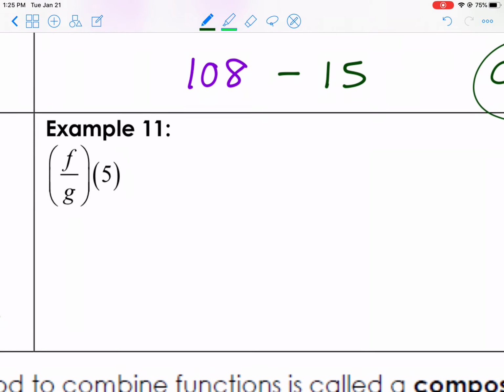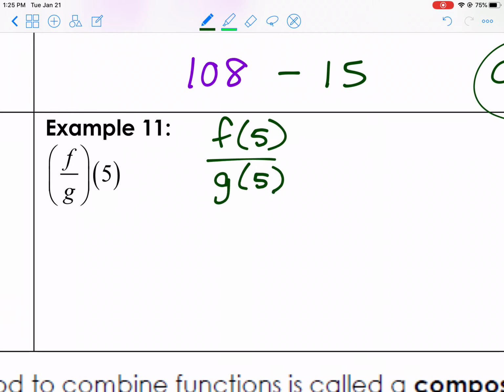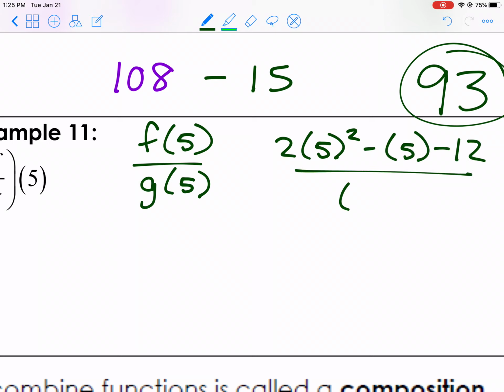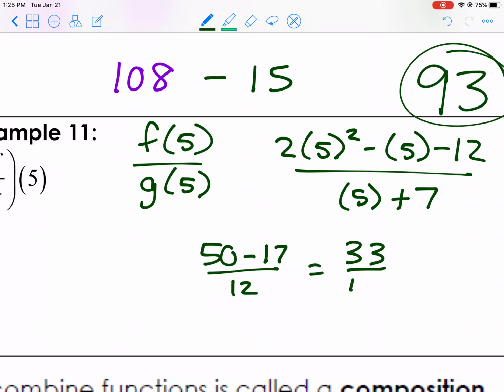All right. 11, we're going to do f of 5 divided by g of 5. F of 5 is going to be 2 parentheses 5 squared minus 5 minus 12 all over 5 plus 7. Okay, to simplify the numerator, we have 25 times 2, that's 50, minus 5 minus 12, that's going to be 17, all over 12. 50 minus 17 is 33. If I divide the numerator and denominator by 3, I'll end up with 11/4.